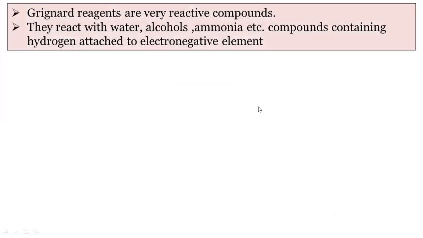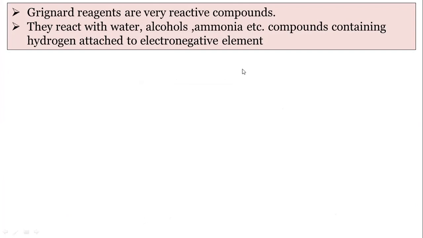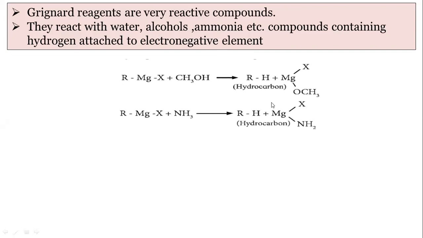Then the next one is the uses of these Grignard reagents, where they are used and which type of products are formed. These Grignard reagents are very reactive compounds. They can react with water, with alcohols, and with ammonia. This is RMgX, methyl magnesium bromide or chloride, the Grignard reagent, plus alcohol. See, what is the product here?